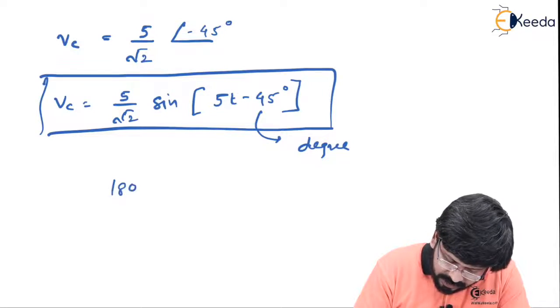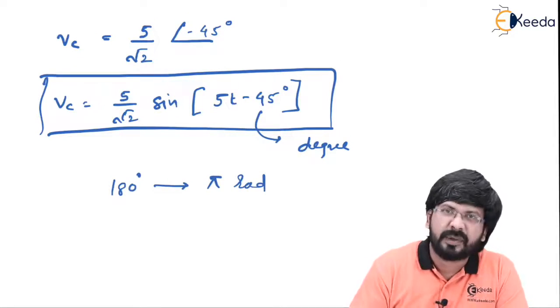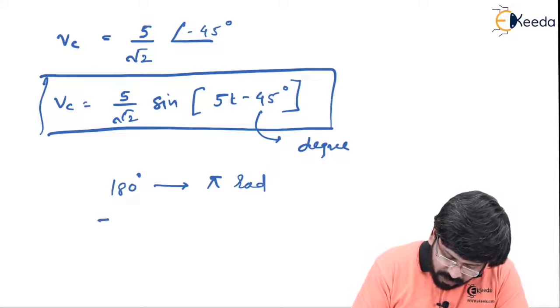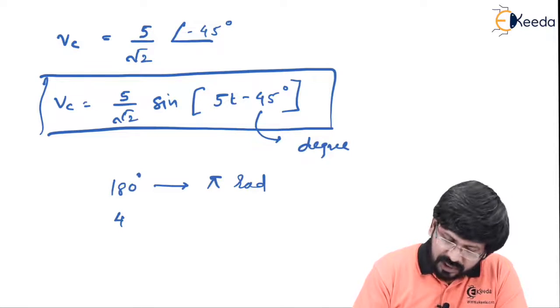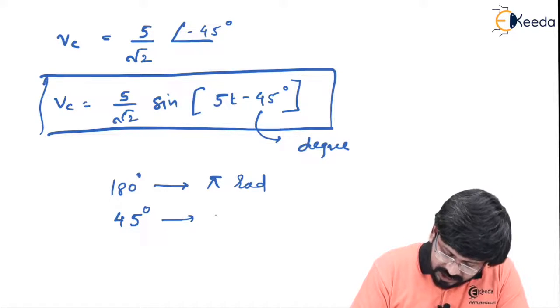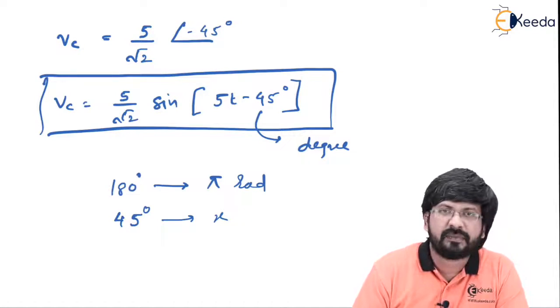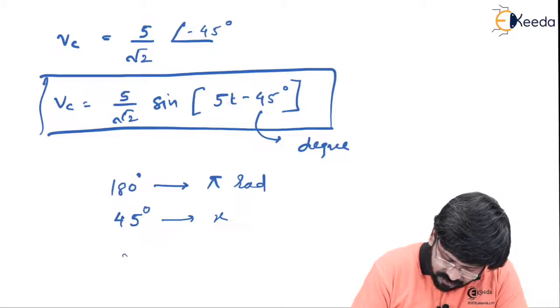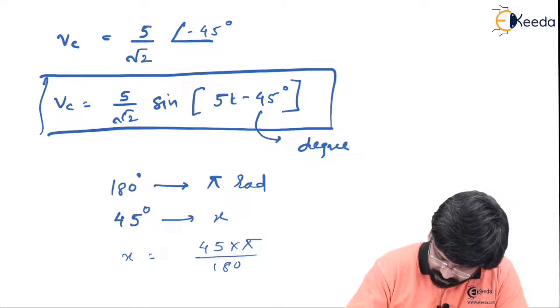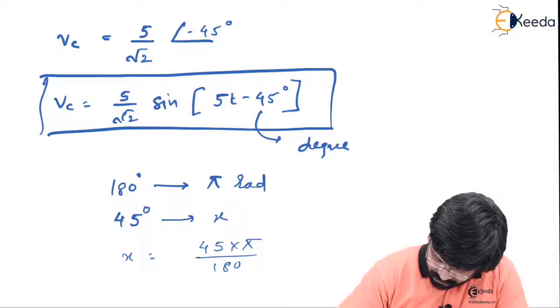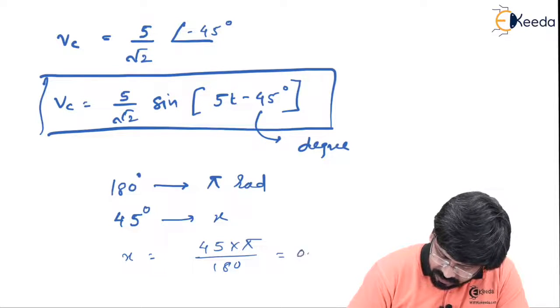I'm sure you must be knowing 180 degree is nothing but pi radian. Am I right? Then what I want is minus 45 degree. To make it simple, I'll take 45 degree only is equal to how much radian? Let us say x. Now just cross multiply and get the value of x. The next will be 45 into pi divided by 180. And if you do the calculation, you will find it is 0.25 pi.